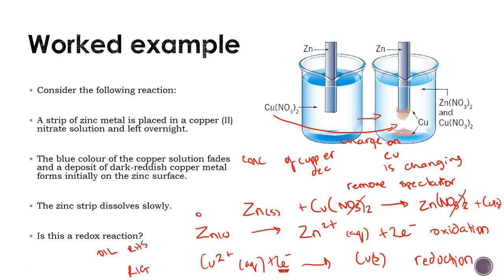Okay, when we go to write the overall equation, we would just add the two together and the electrons would cancel out. So we would end up with zinc solid plus Cu2+ aqueous is going to form Cu solid plus Zn2+ aqueous. Again, this is a net ionic equation. We have ignored the nitrates because they're spectators.